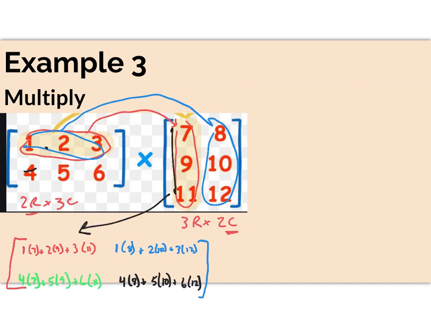So this column multiplies here, that goes there. This row is going to multiply to the second column, and it's going to put us right there. Then the bottom row is going to multiply to the first column, that's going to put us right there. And then the bottom row is going to multiply to the second column and put us right there.